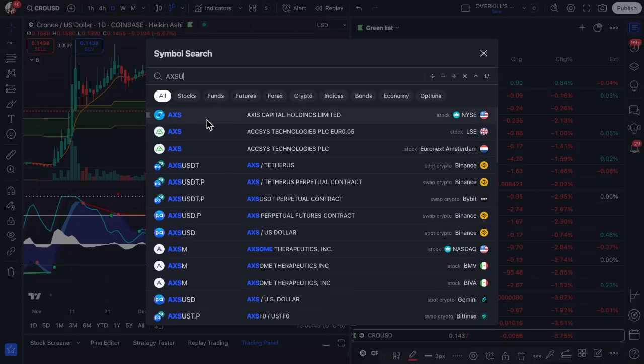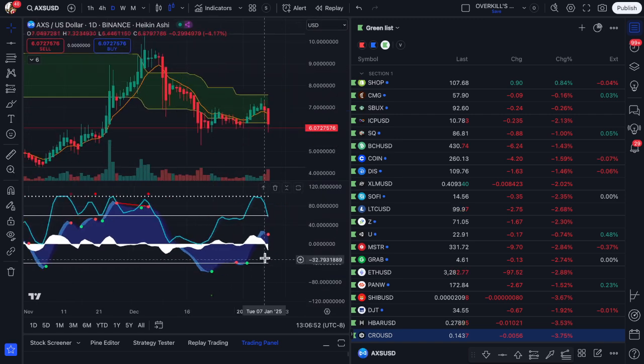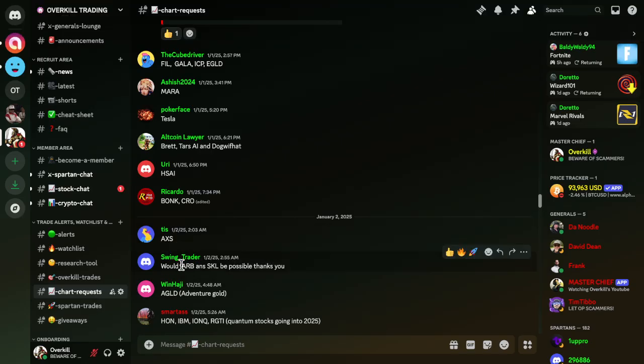Here's Axis Infinity. Are you talking about this? I hope you're talking about this, the crypto. That one's red as well. So let's wait on the green dot on that one too. It's right down here in this region. Okay, wait for the green dot confirmation there.